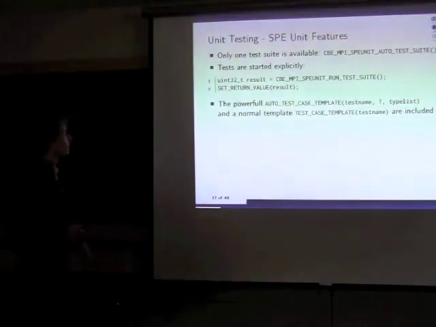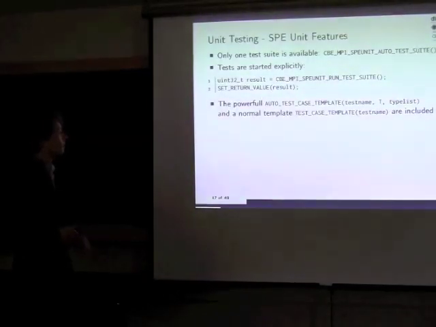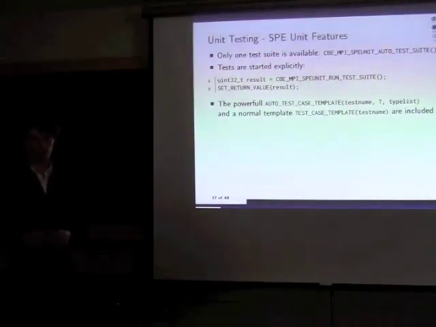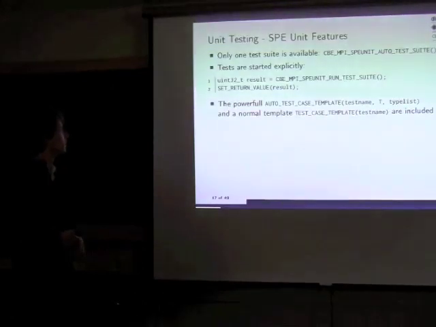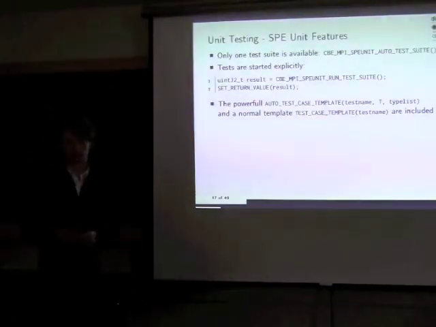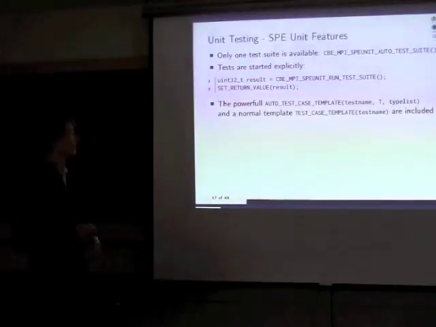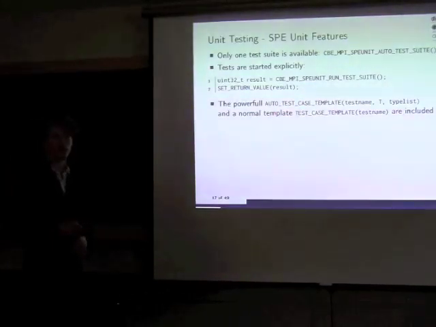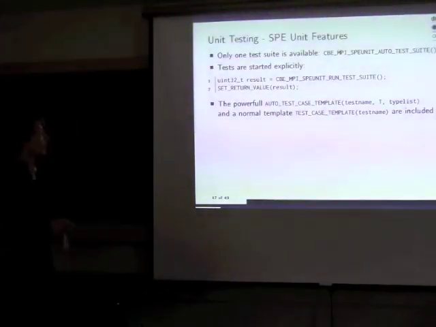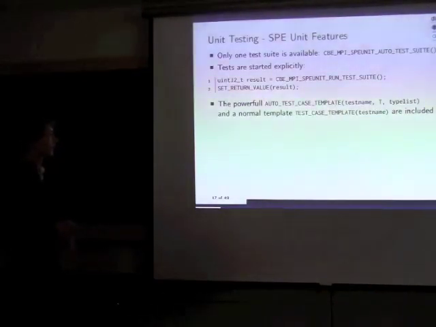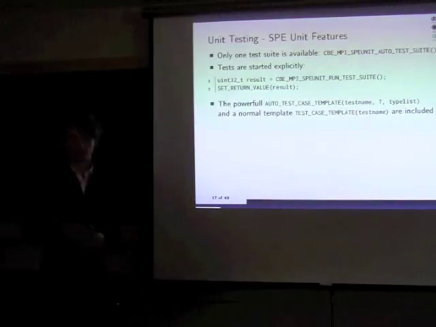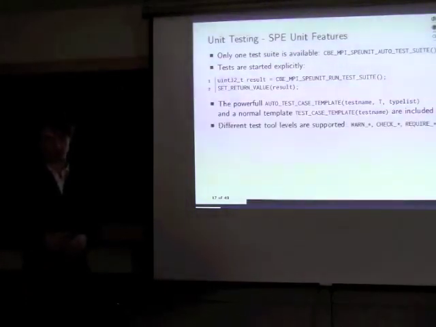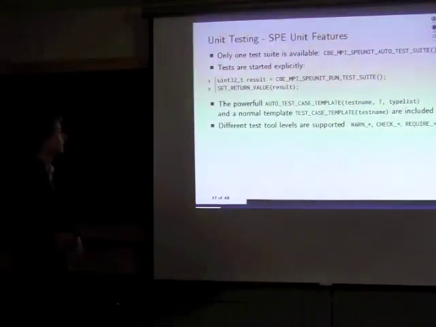We really like the auto test case template macro in Boost Test, so we ported it to the SPU successfully. And of course, the normal test case template macros are also included. If you're not familiar with this, this allows you to pass to a test case a type list, and the framework will just generate for each type in the type list a test. And you can use T in your code and write one test case for many types. We have warn, check, and require test tools.